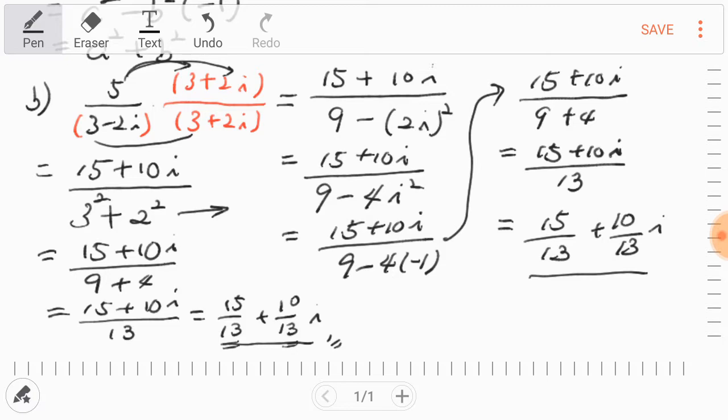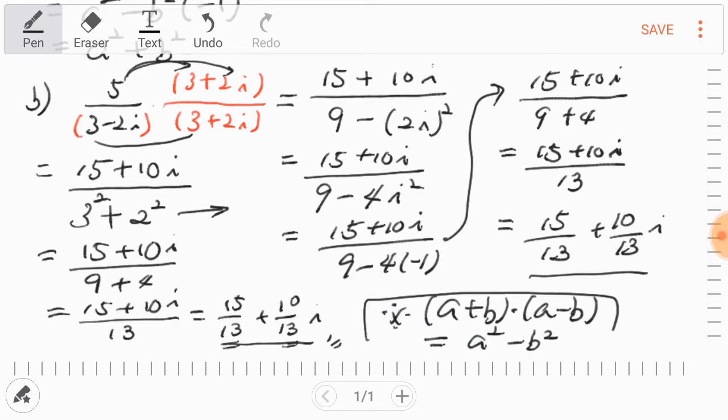So if we know the shortcut, then that's pretty simple. If we don't, it's still okay. We can apply this formula: a plus b times a minus b equals a squared minus b squared. So this formula is used to multiply these two products.